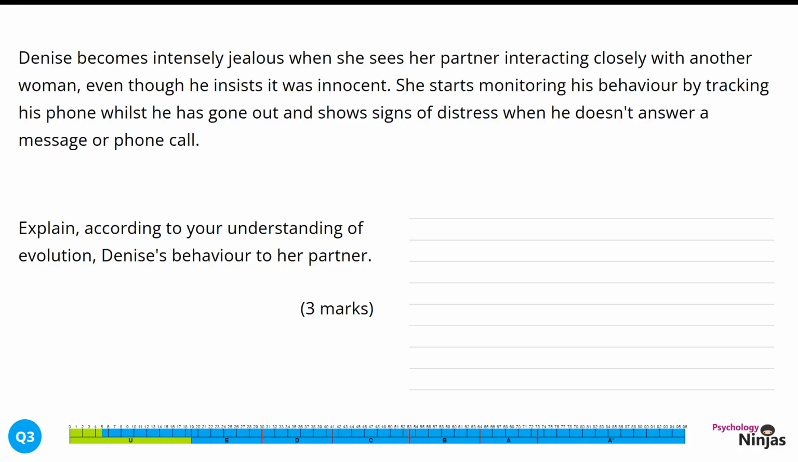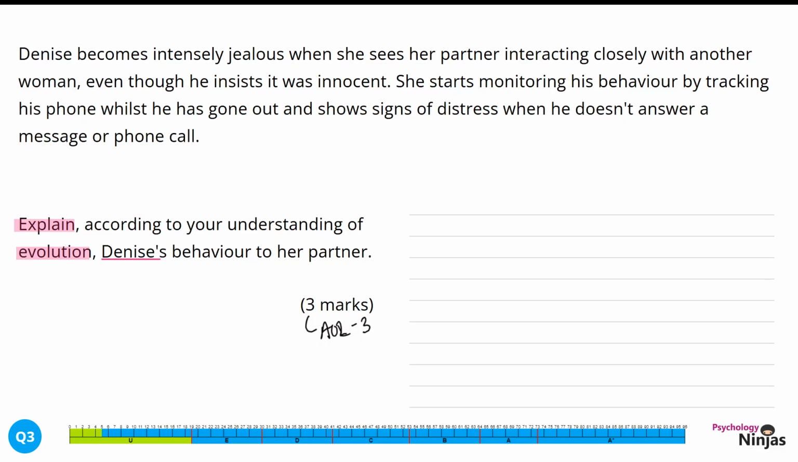This question has the command word explain, which means we need to give detail and extension to our response. Our explanation is focused on evolution, so we need different concepts within this particular theory. However, this question has a stem, and so we need to link this into Denise's behaviour and our particular ideas. This means that all of our 3 marks become AO2 marks, or application. It's really important that we use different parts of the stem to show breadth in our application.